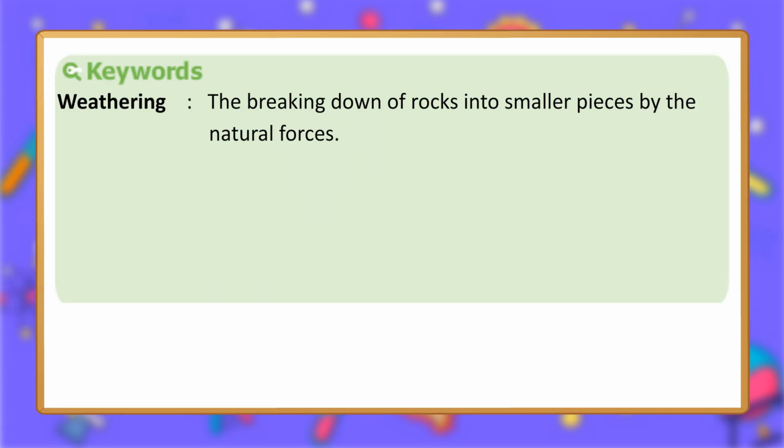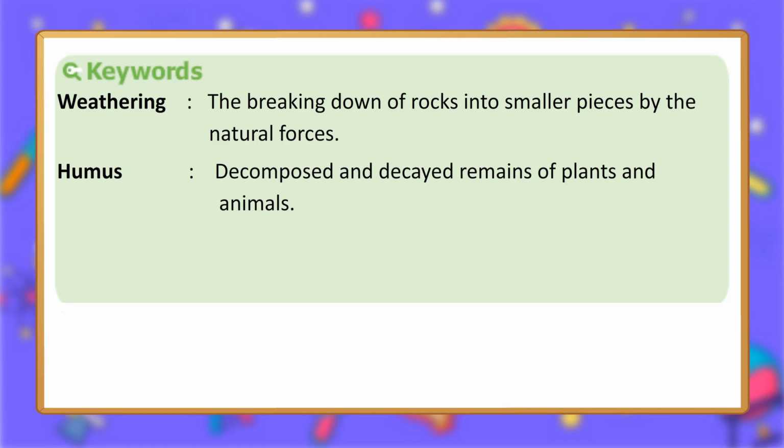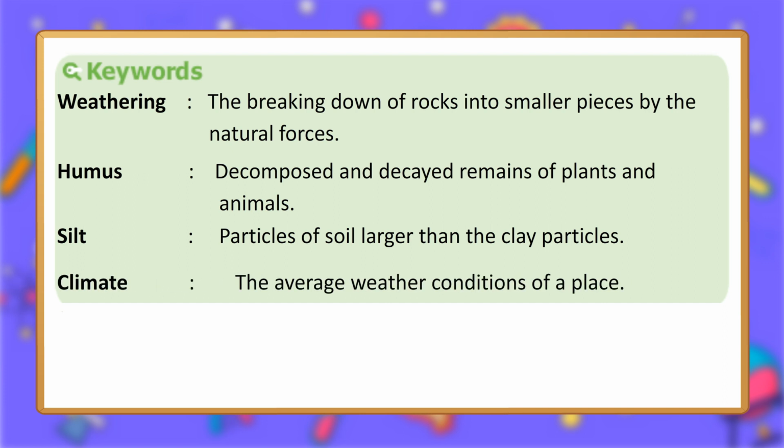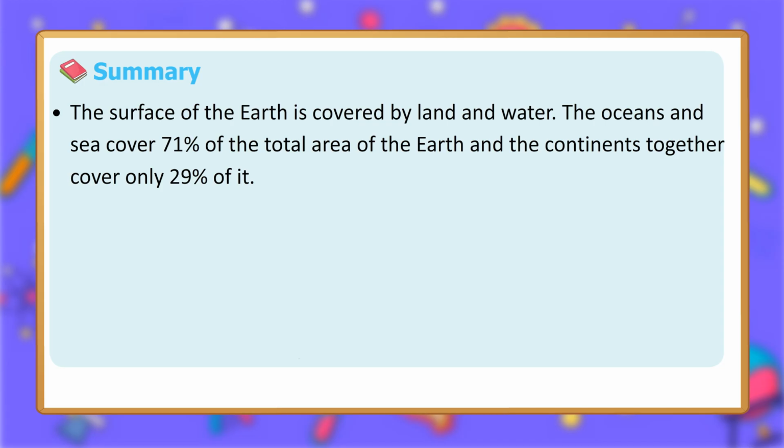Keywords. Weathering, the breaking down of rocks into smaller pieces by the natural forces. Humus, decomposed and decayed remains of plants and animals. Silt, particles of soil larger than the clay particles. Climate, the average weather conditions of a place. Summary. The surface of the earth is covered by land and water.